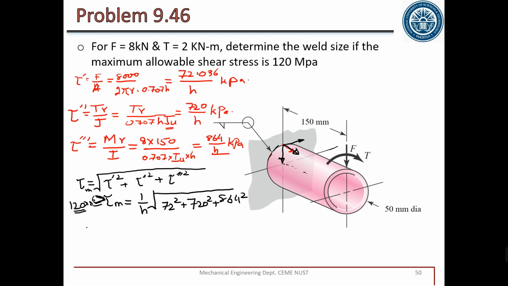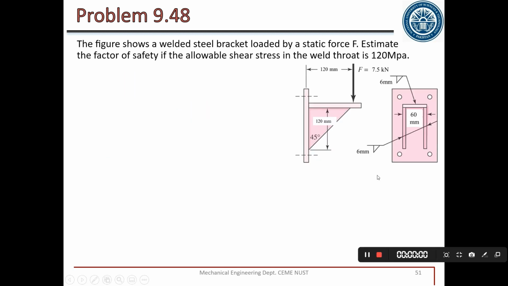So substituting all the values, the h will come here and 120 will come here. Solving for h, the final answer is that h should be greater than or equal to 9.39 mm. So in this case, the size of weld should be more than 9.39, or we can say that it has to be equal to 10 mm for a safer weld. So this weld will be safe if the weld size is 10 mm. This is the method of solving the combination of primary, secondary and tertiary shear problems.